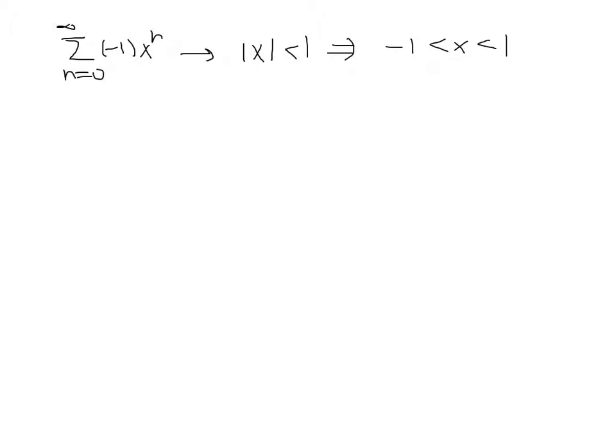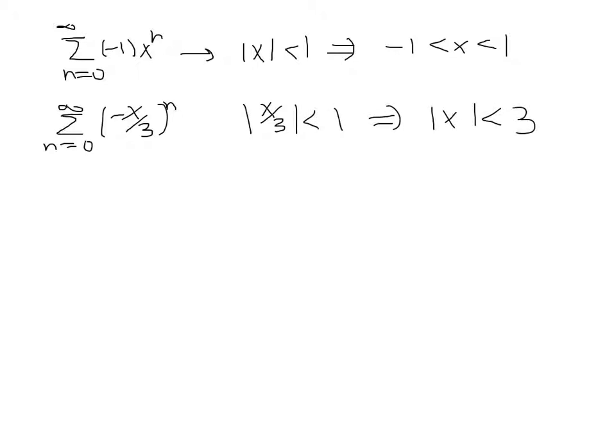The next thing we need to do is to find the interval of convergence. So the first series that we had was the sum from n equals 0 to infinity, negative 1 x to the n. And this converges if the absolute value of x is less than 1, which implies that we have an interval convergence from negative 1 to 1. Now the second series we had was a sum from 0 to infinity, negative x over 3 to the n. And this converges if the absolute value of x over 3 is less than 1, which implies that the absolute value of x is less than 3, or the interval of convergence for the second series is negative 3 to 3.